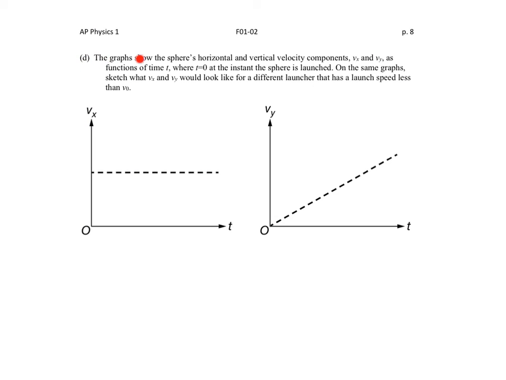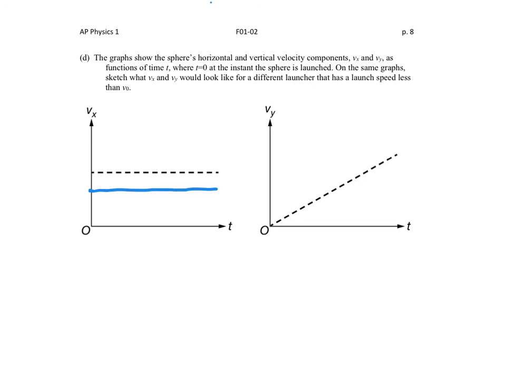Part D. The graphs show the sphere's horizontal and vertical velocity components, v sub x and v sub y, as functions of time t, where t equals 0 is the instant the sphere is launched. On the same graphs, sketch what vx and vy would look like for a different launcher that has a launch speed that is less than v0. So the first thing is it still has a constant horizontal speed because there's no acceleration to the side, and we're told that it starts less, so it's just going to be a horizontal line, right? Vx is going to be a horizontal line, but at a lower value.